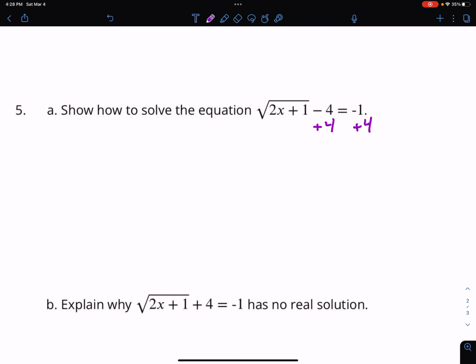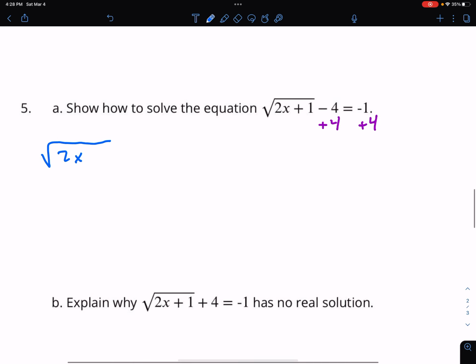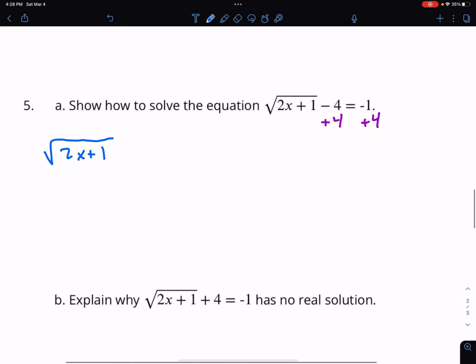So now what we've got here is the square root. I'm going to write it right over here. The square root of 2x plus 1 equals -1 plus 4, which is going to be +3. Let me scoot this over a little bit here. I need some room to work. We added 4 to -1. We got +3.